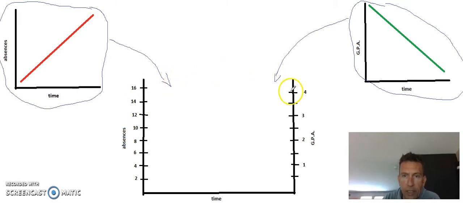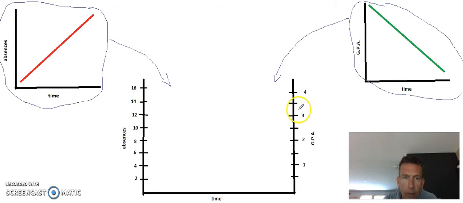Now notice that for these you do not have to even have the same numbering interval for each of these y-axes. For example, the absences count by 2s, the GPAs count by 0.5. So you're looking at a 4.0, a 3.5, a 3.0, a 2.5, and so forth. These two y-axes can be numbered completely differently.